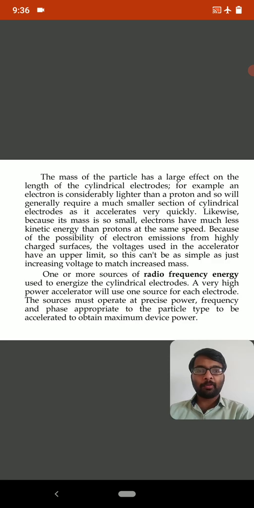Means if the number of electrodes present in that high power accelerator is equal to 10, then we should use 10 different radio frequency energy sources to energize or to increase the energy of those cylindrical electrodes. The sources, means the radio frequency energy sources, must operate at precise power, that is at definite power, frequency and phase appropriate to the particle type to be accelerated to obtain the maximum power. So these radio frequency energy sources must be operated at a precise power, at a definite frequency and the phase which is appropriate to the particle type which we are accelerating in this accelerating column to obtain the maximum device power.